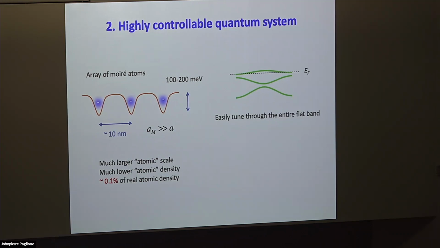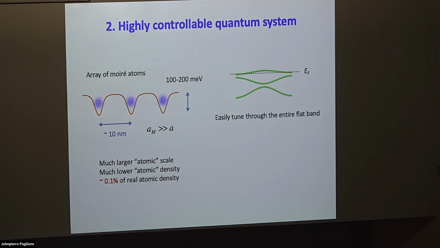It defines a much smaller atomic density than 1 over angstrom squared. Now you actually have 1 over the 10 nanometer scale squared atomic density. So this is about 0.1% of the real atomic density. And this is significant. What it means is that now it's very easy, and I'm going to tell you the device structure that we use, but it's very easy now to just use gating to sweep your Fermi energy through multiple of these atomic levels or the bands in the heterostructure.